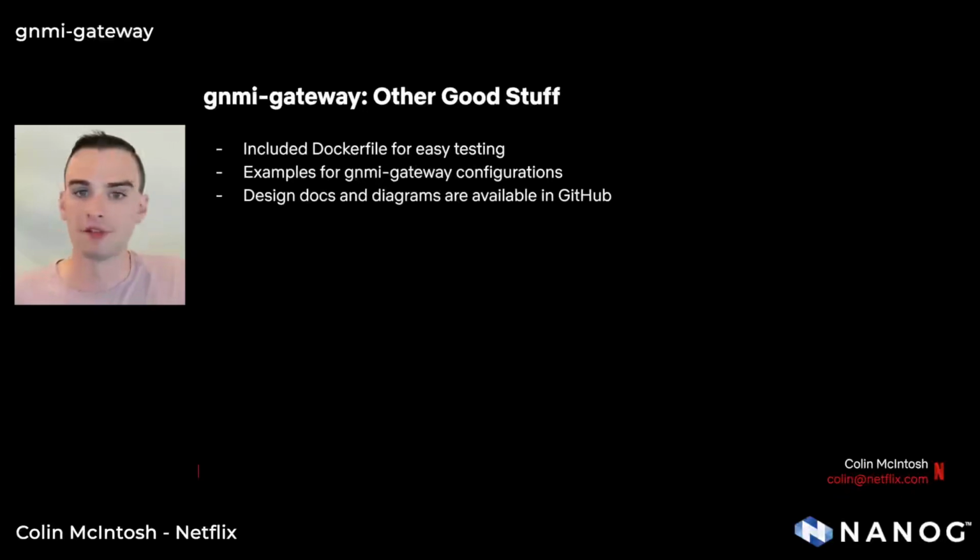In addition to all the benefits that come with clustering, target loaders, and exporters, we've included a few extras to help ease the deployment of GNMI gateway, such as a Docker file for easy testing and deployment. We've also included some examples in the GitHub repo for various GNMI gateway configurations, as well as how to get started with GNMI gateway and Prometheus. We've also included the design documentation and diagrams in the GitHub repo that we used while building GNMI gateway for others to reference.